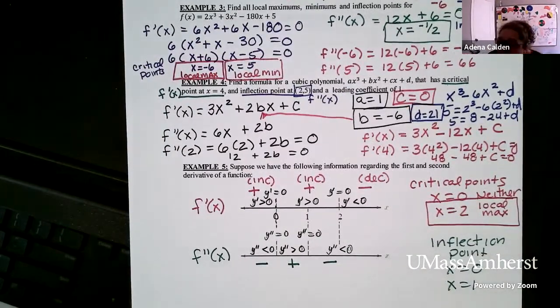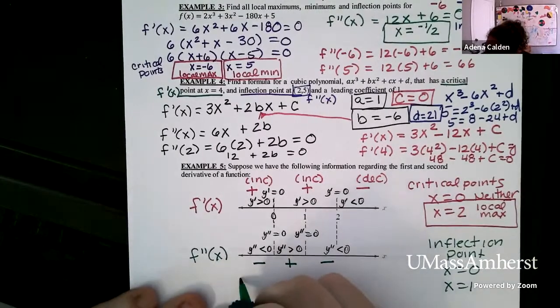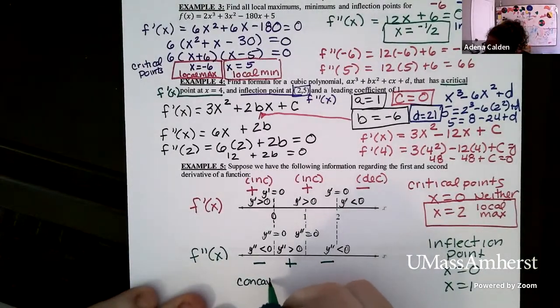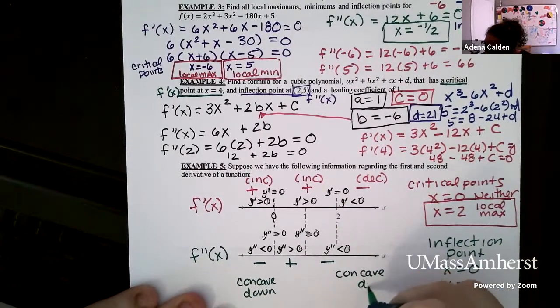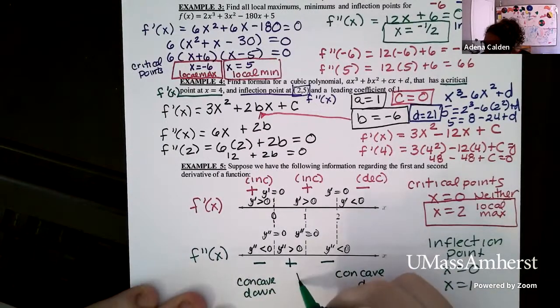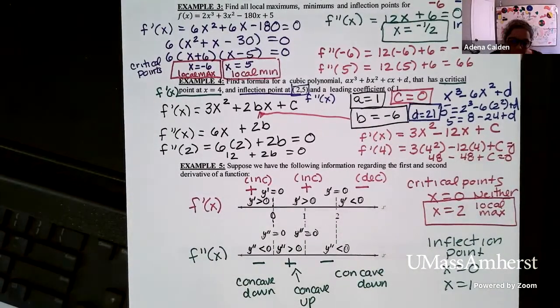Okay, and then I also know the concavity of the original function because of the sign. So if the second derivative is negative, the original function is concave down. So that's true here and here. And then when it's positive, I'm concave up. Okay. So what does that mean in terms of what this looks like?